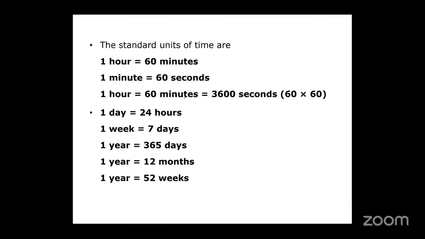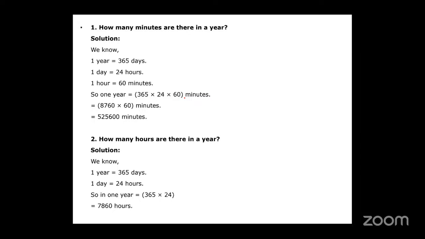So 1 minute is equal to 60 seconds. 1 hour is 60 minutes. That is 60 and 60 will give you 3,600 seconds. 1 day is equal to 24 hours. 1 week is equal to 7 days. 1 year is equal to 365 days. 1 year is 12 months. 1 year is 52 weeks. So here we have an example.